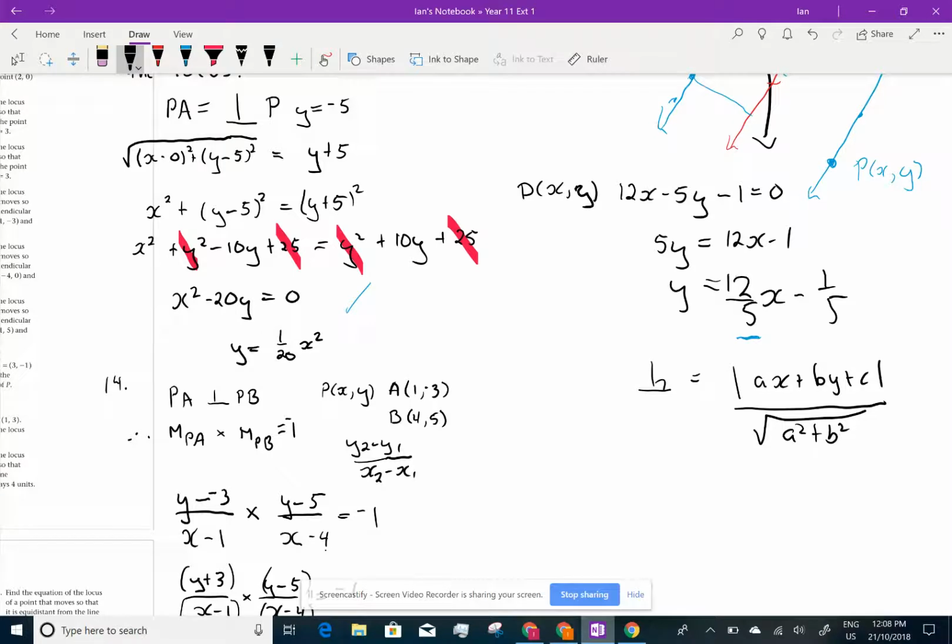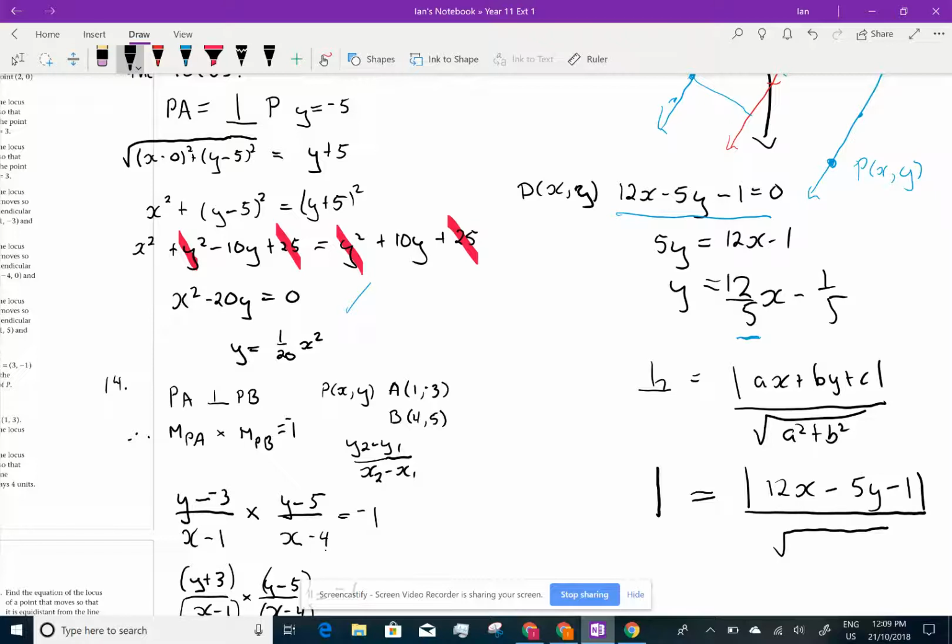So all we have to do is go, well, the perpendicular distance is 1. That was the condition of the locus. And the distance is one, and we're using perpendicular distance. So we're going to get 12x minus 5y minus 1. That's the equation that we're using. That's the line. And we don't need to sub in x and y because x and y is x and y.